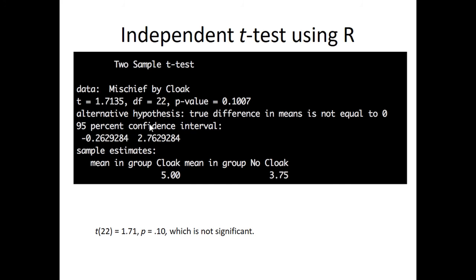The next thing down is the confidence interval of the difference score. So that is a confidence interval around 1.25, so 5 minus 3.75. And then it actually gives you your sample means. So we ran the sample means a minute ago, but it helps if you check. You don't want your sample means to be different from your t-test. Something's gone wrong.